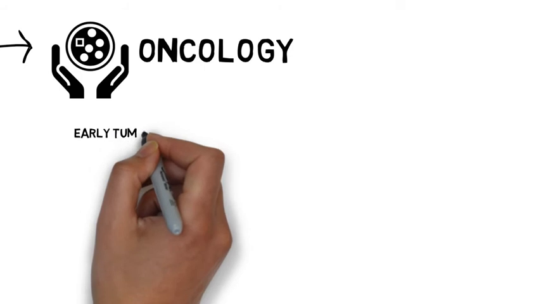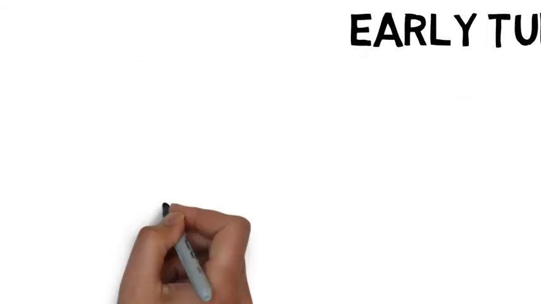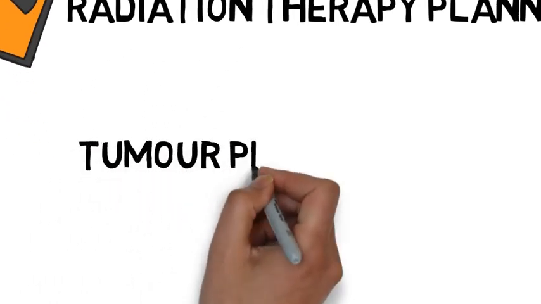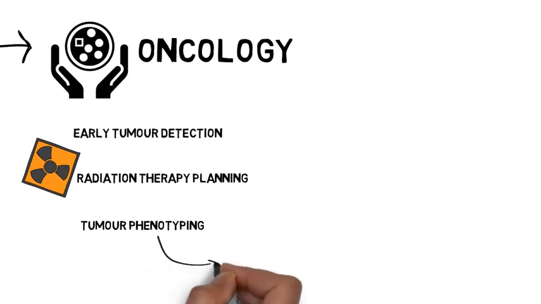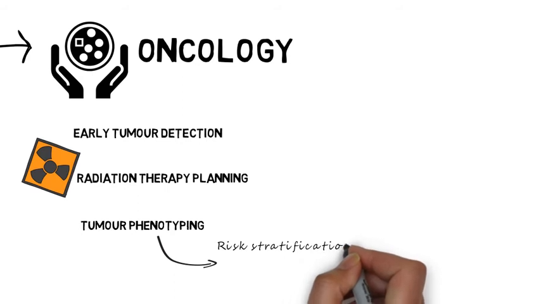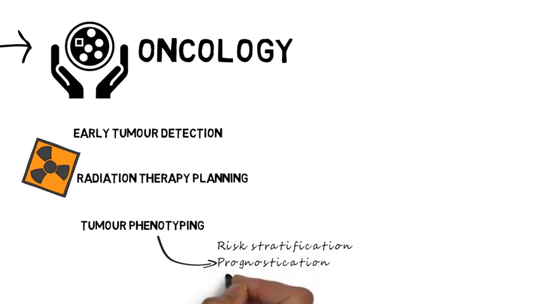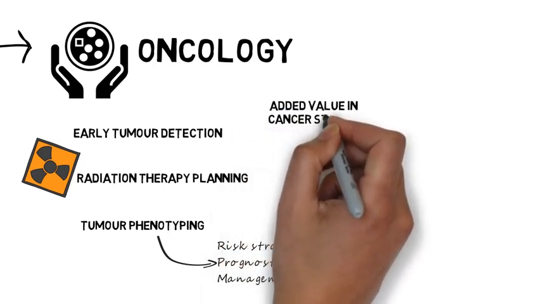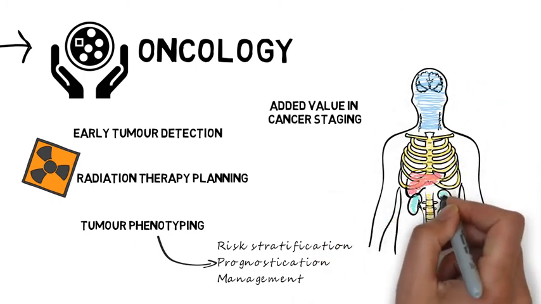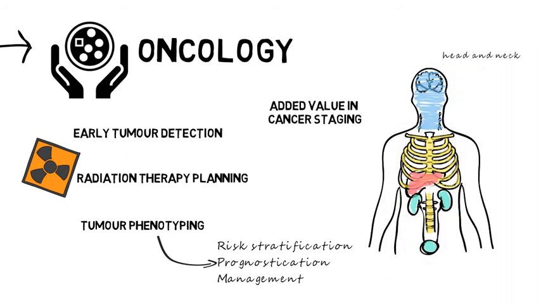Among the oncology applications are early tumor detection and radiation therapy planning. Tumor phenotyping is another key potential role of PET-MRI, given the range of quantitative biomarkers available. The ability to use these parameters to distinguish less from more aggressive tumors could have profound effects on risk stratification, prognostication, and management strategies. Added value in cancer staging is especially important in the evaluation of the head and neck, the skeleton, the liver, and urogenital organs, in which MRI plays a crucial role in the diagnostic process.